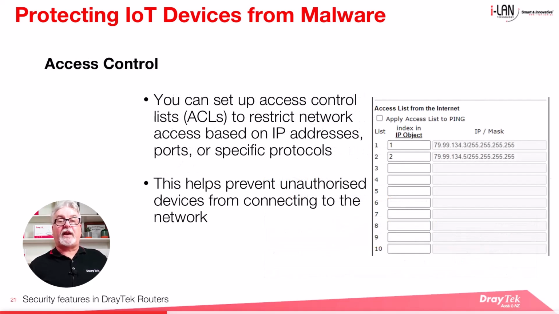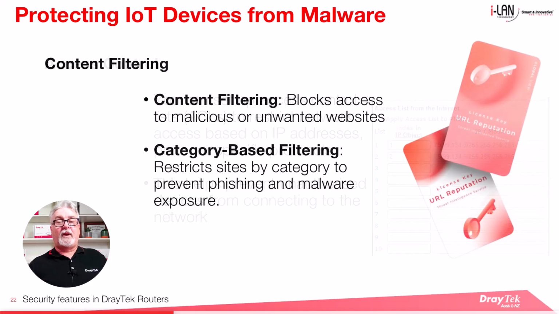Another security feature that can be used in DrayTek routers is access control. You can set up an access control list, that's an ACL, to restrict network access based on source IP addresses, ports, or specific protocols. This helps prevent unauthorized devices from connecting to the network. Content filtering is also available in DrayTek routers. This blocks harmful sites and restricts categories prone to malware.